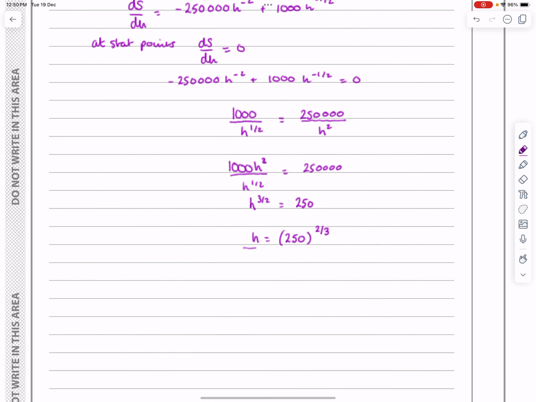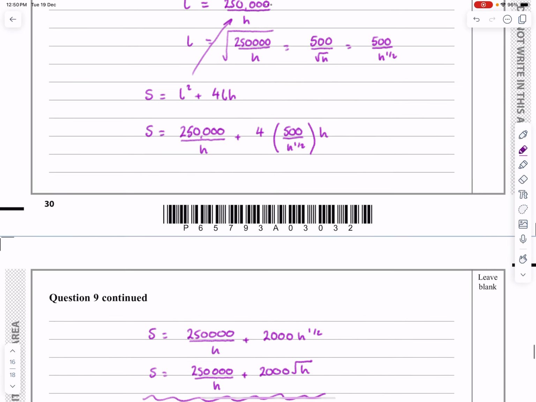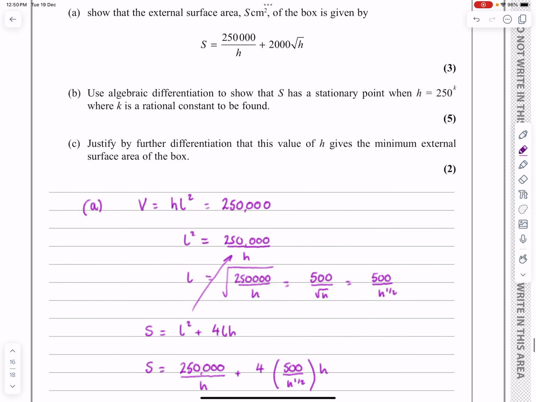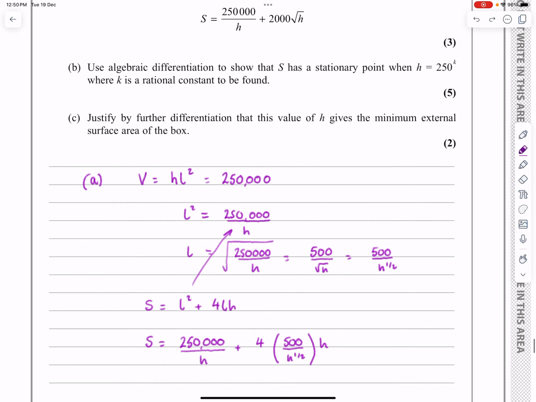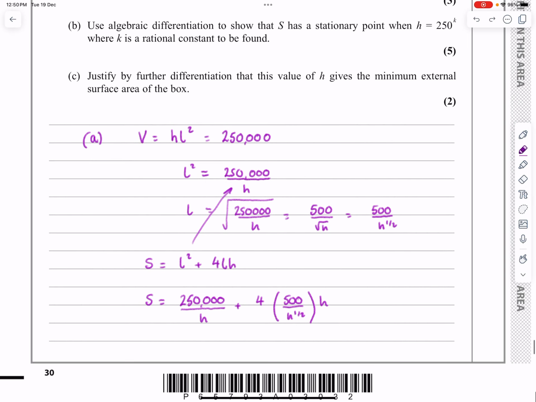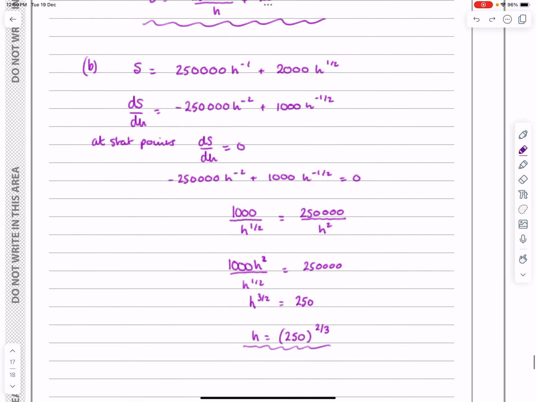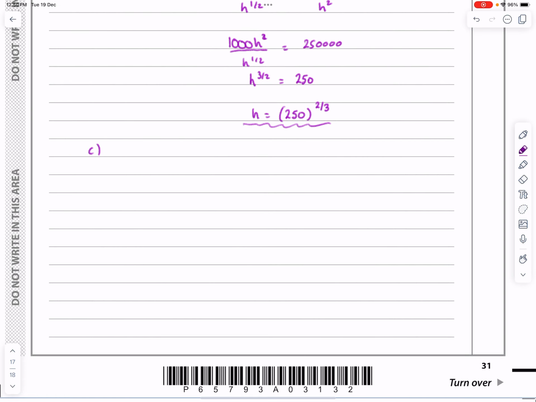So that's the answer to part B, because on part B it said work out what k was as a rational constant, so in other words as a fraction. We've managed to do that. Part C, justify by further differentiation that this value gives the minimum. Okay, yeah, well, if you're good at these, this shouldn't be any problem to you at all. If I want to show it's a minimum, I'm going to differentiate again, sub it in, and hopefully for a minimum it'll work out to be a positive value. But let's go ahead and do it.